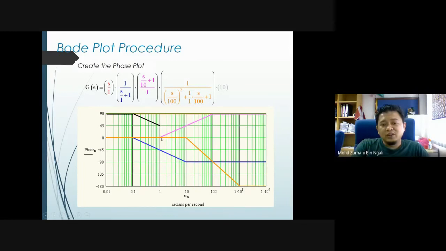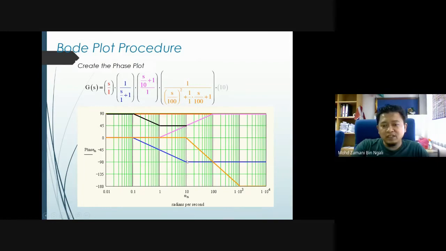Okay. Up to this point, we can see that the magenta changes its direction. It goes up 90 degrees over 2 decades. Okay, so as we know that this one is negative 90 degrees per 2 decade, this one is positive 90 degrees per 2 decade, so the line will become straight.